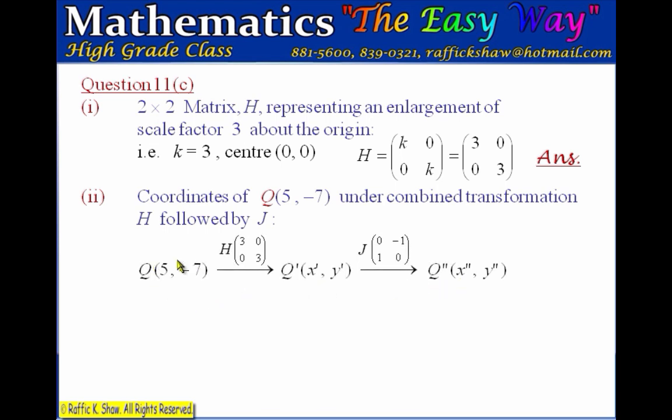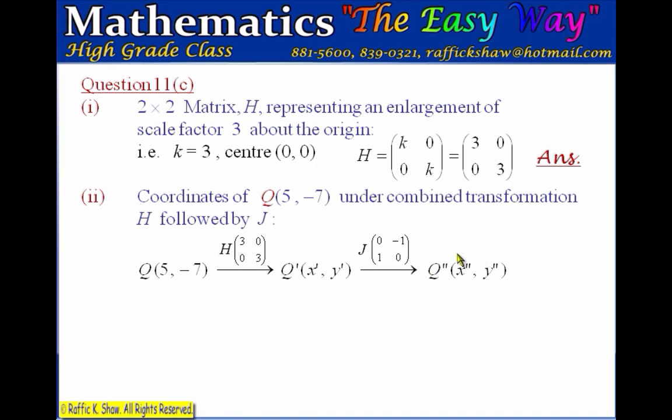The point Q is first transformed by H, which is 3, 0, 0, 3, onto a point Q prime, and then the point Q prime is transformed by J, which is 0, negative 1, 1, 0, onto Q double prime. And our aim is to find this Q double prime. This is the image of the point Q under the combined transformation H followed by J.